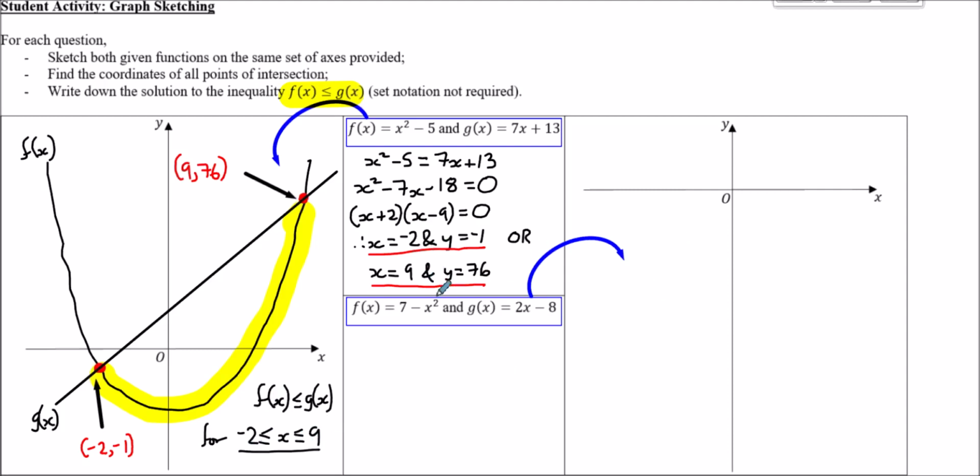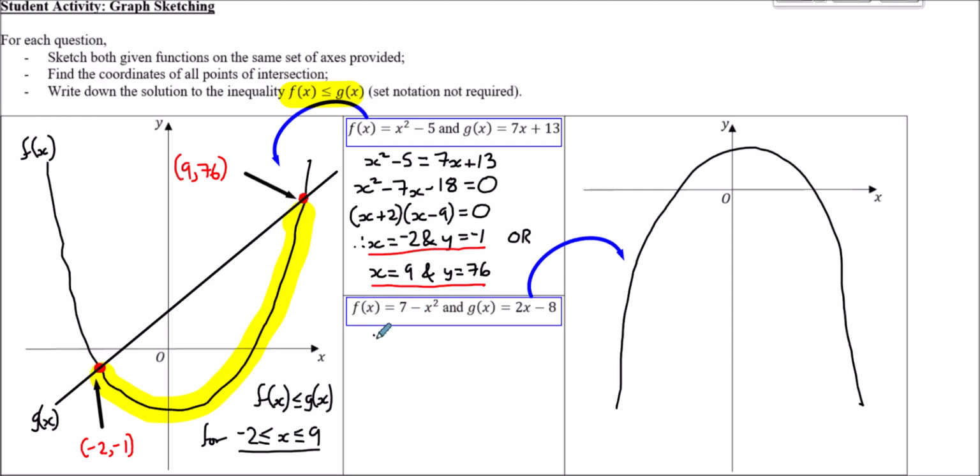Finally, last but not least, we've got this one here where f of x is 7 minus x squared, so it's going to be an unhappy parabola, which I can just sketch in here. I say I can, but you know what my sketches are like. Up and down. Looks like the peak is there when it should be there, but again, it'll have to do for now. And g of x is 2x minus 8. But let's just see where these ones will meet each other.